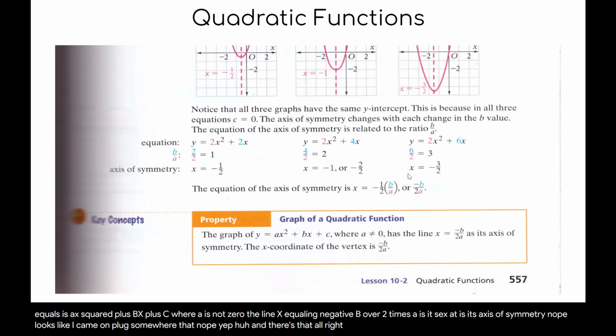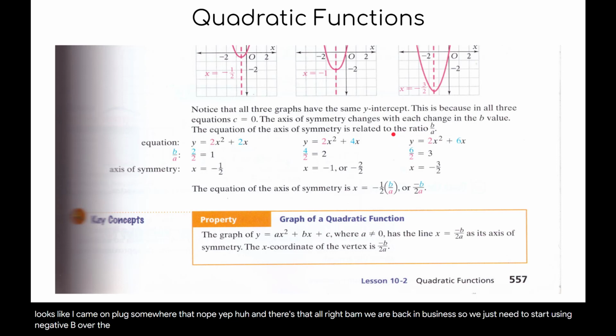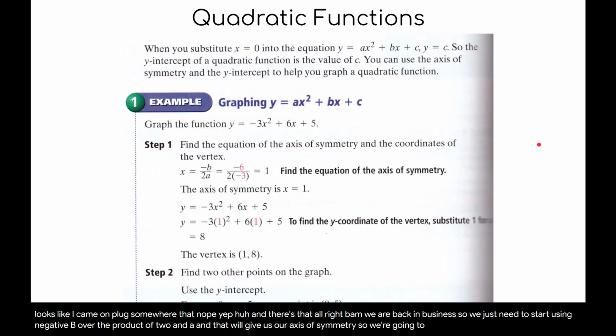And then bam, we are back in business. So we just need to start using negative b over the product of 2 and a, and that will give us our axis of symmetry. So we're going to go ahead and try that out.